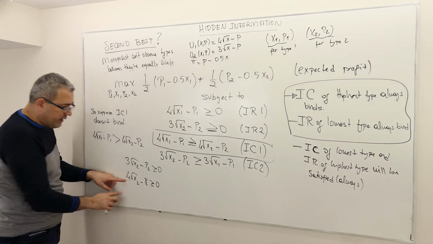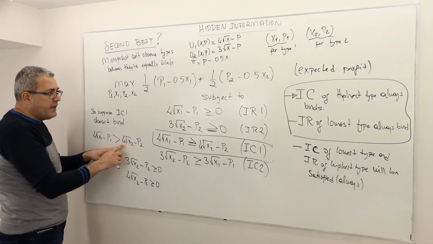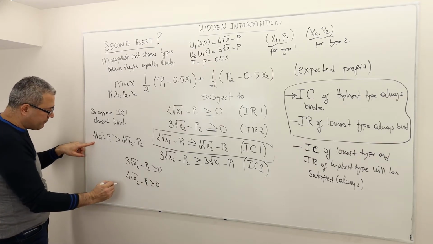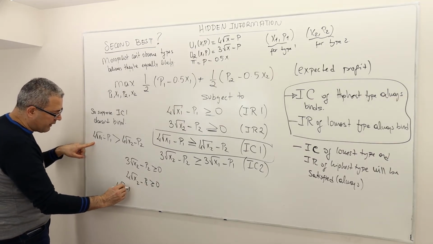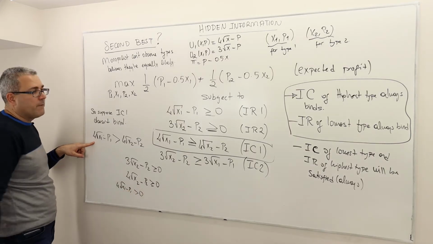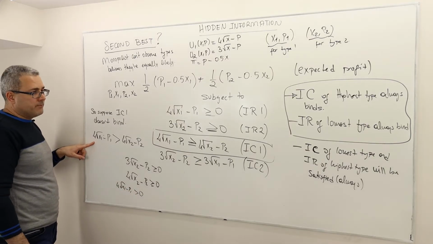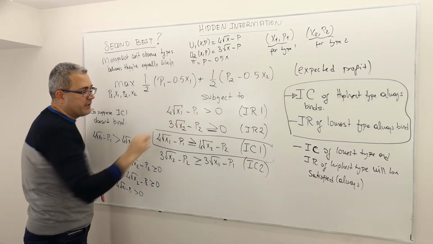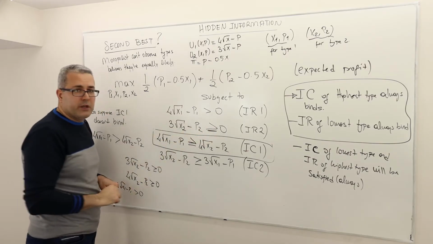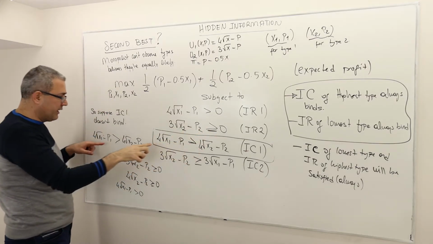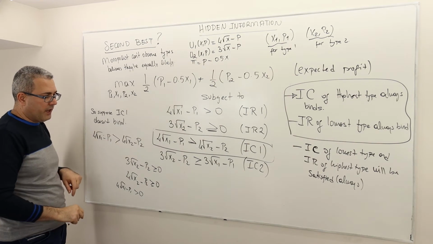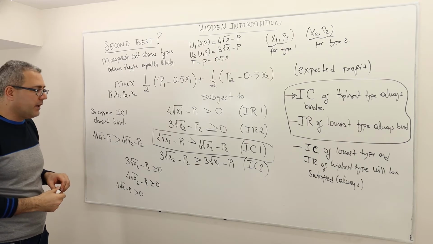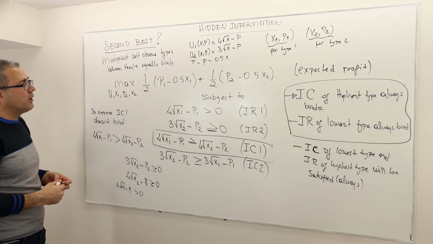Okay, if this is greater than or equal to 0, what do I know? I know that this is also, well, right, they are the same. So that means 4 squared of x1 minus P1 is greater than 0. So this guy is strictly greater than 0. This is greater than or equal to 0. This is strictly greater than, because I just showed that. And this is probably greater than or equal to. Okay? So what I would like to do is the following.